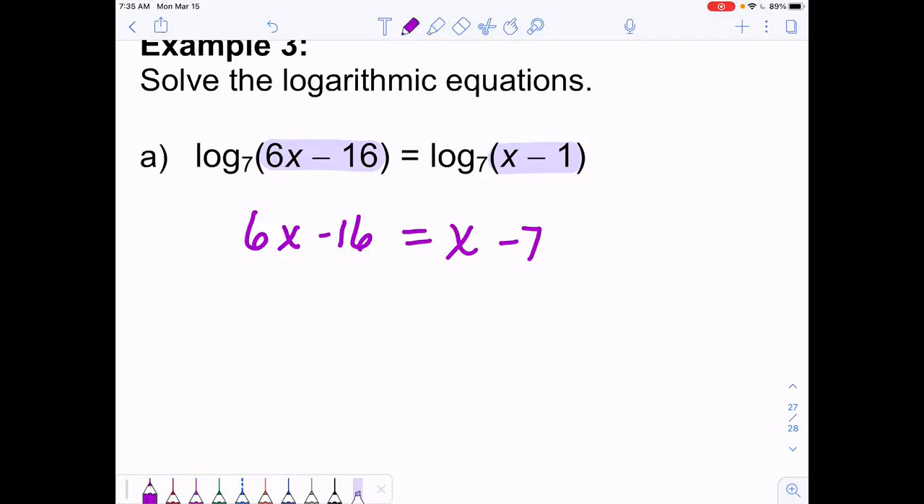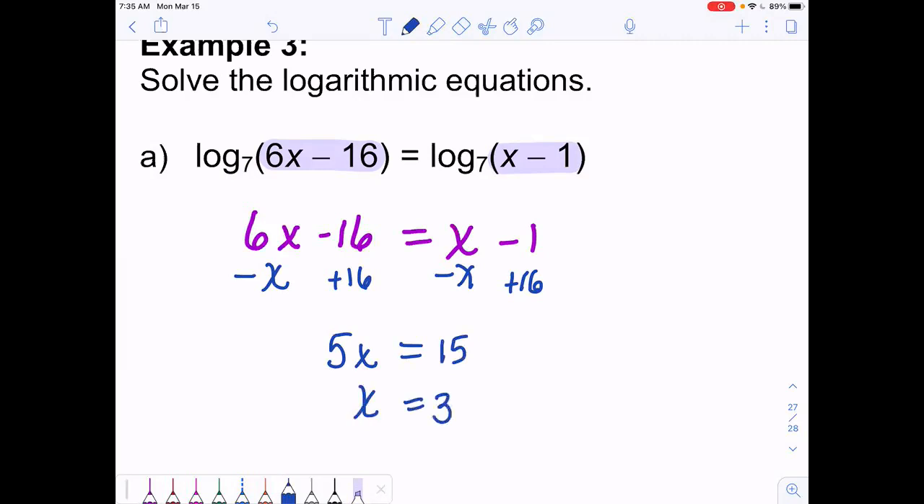So set them equal to each other, add the 16, subtract the x. So if you do that, Jaden, you end up getting 5x. No, and this is a 1. So she said 5x is equal to 15, so then x is equal to 3.